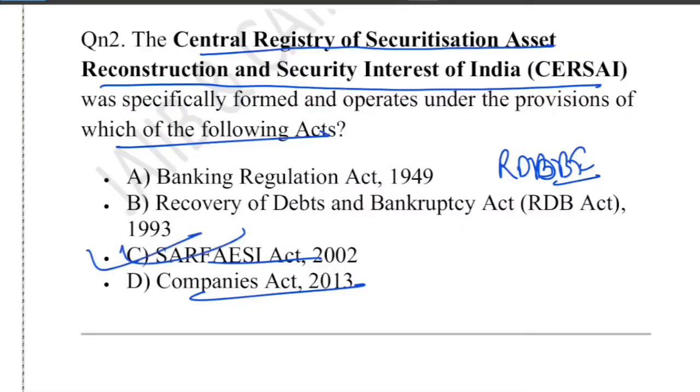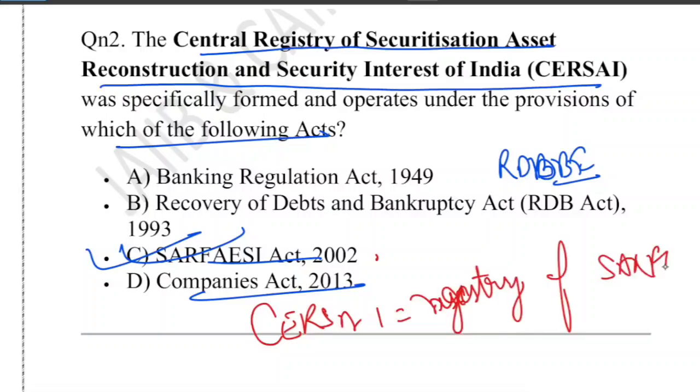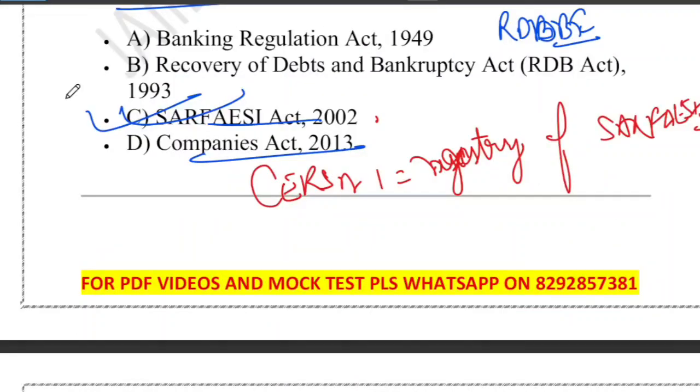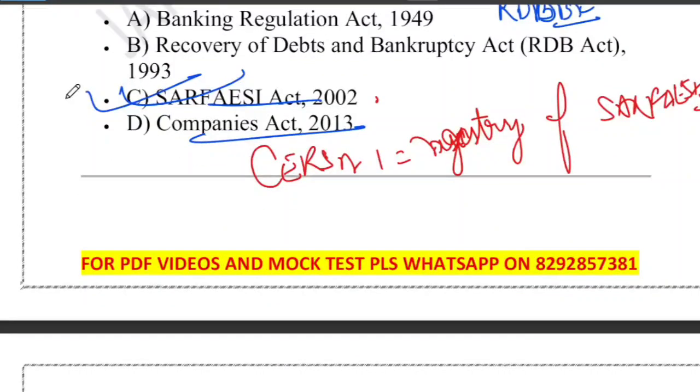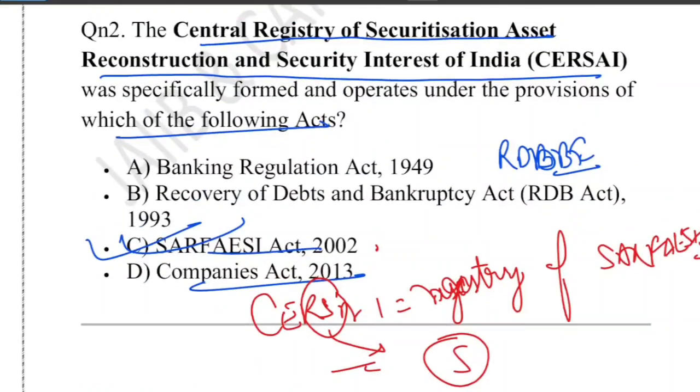There is a trick you can use to remember it. CERSAI is a registry of what? CERSAI is the registry of SARFAESI. CERSAI is the registry of security interest, and SARFAESI handles security interest. So CERSAI means the SARFAESI Act. CERSAI starts with S, SARFAESI starts with S. Same family. So remember, CERSAI was created under the SARFAESI Act 2002.